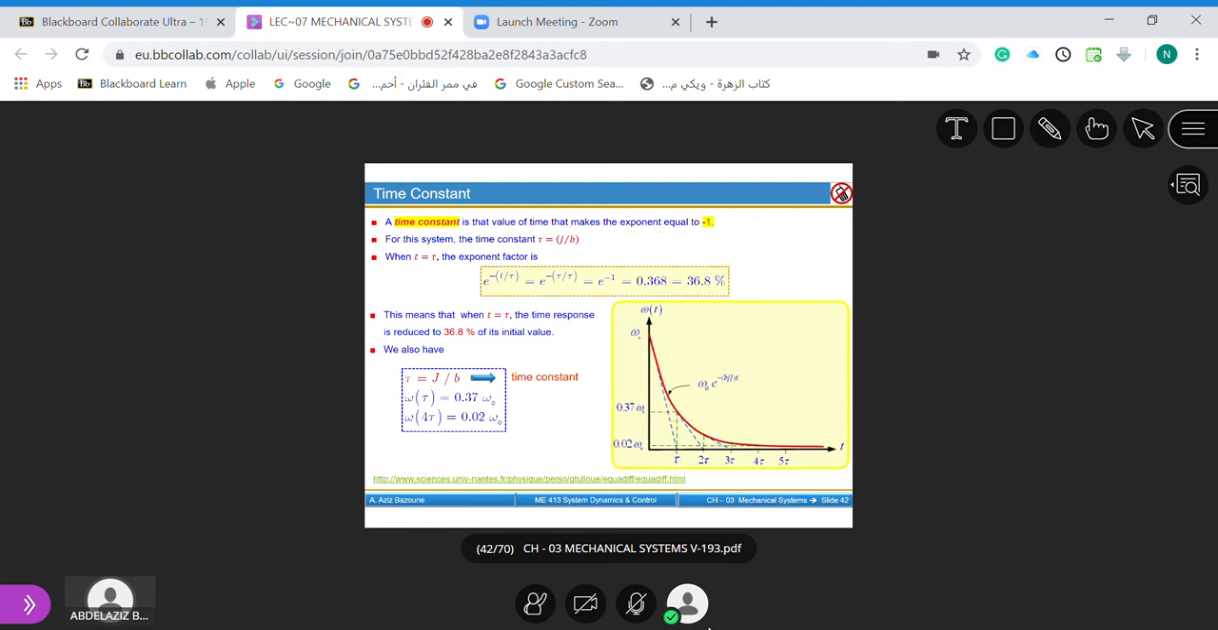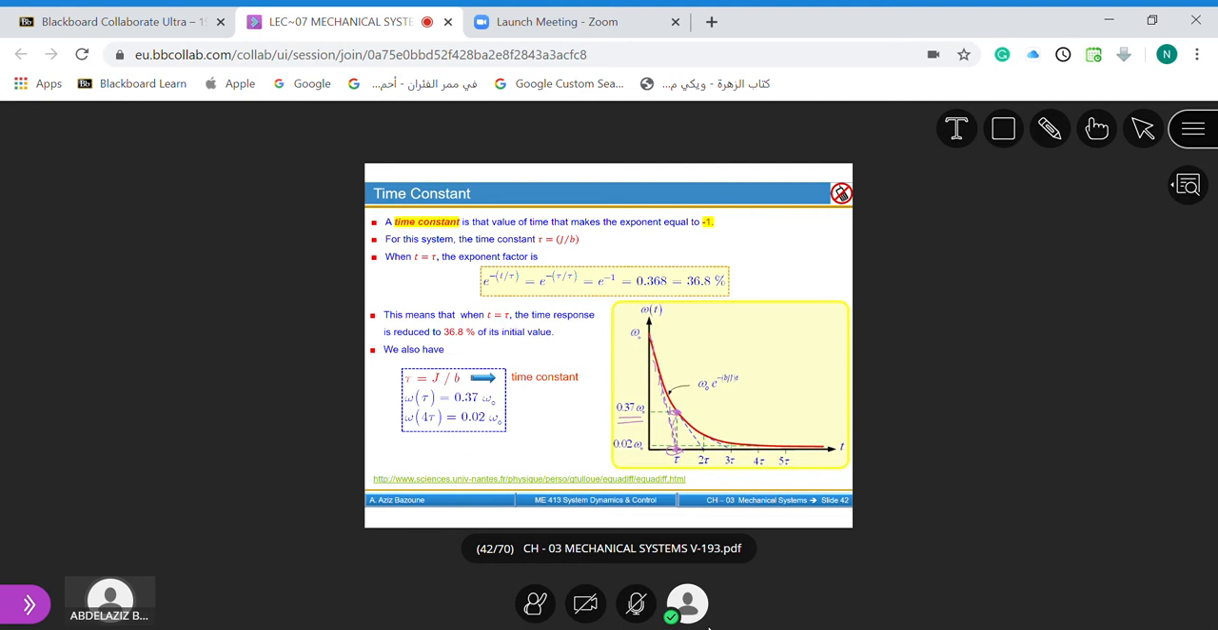Or what you will do, you will draw a tangent, Shabab. You will draw a tangent at the origin. This is the origin here at omega naught. You draw your tangent. The tangent will look something like this. It will cross the x-axis at this point. This is called tau. You draw a perpendicular line. It crosses the response at one point. This is the 37% omega naught. This is how to get tau.